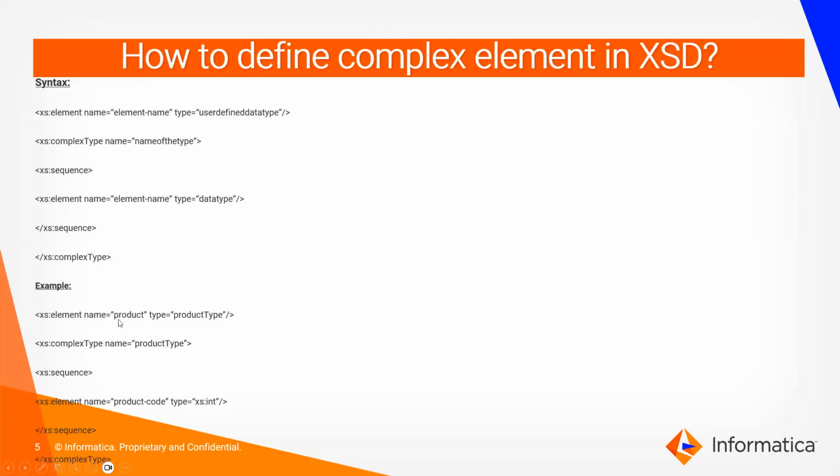For example, you can see name product. Product is a complex element and a type is not there, so that's why we need to keep a product type. You can give any name here, and the product type you need to define because it is a complex element. Again, you need to define it, and in that, you will see simple elements, which is the product code, and the data type is xs:int. In this complex type, the ending tag for the complex type will be at the end, and there will be a sequence element that can be defined in the complex type.